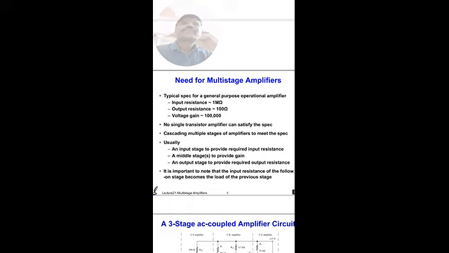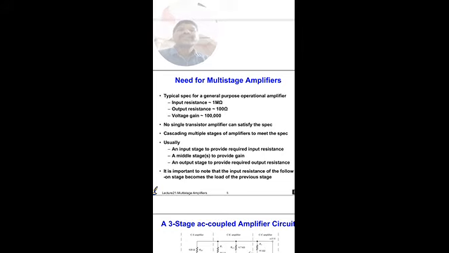So the output impedance should be very low, the input impedance should be very high, and it should have very high voltage and power gains. No single transistor amplifier stage satisfies all three conditions. So we need cascading of different stages, different configurations of amplifiers, to meet the specifications of high input impedance, low output impedance and high voltage gain.